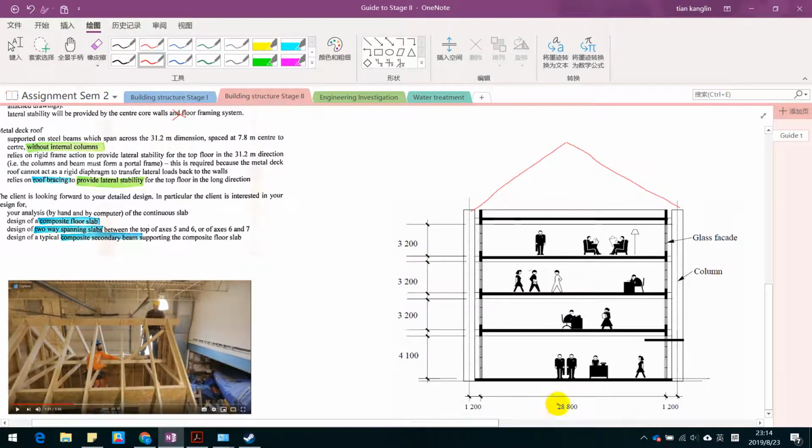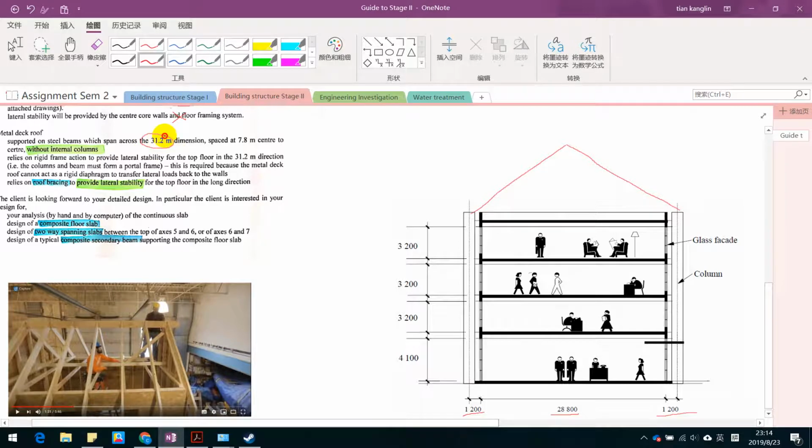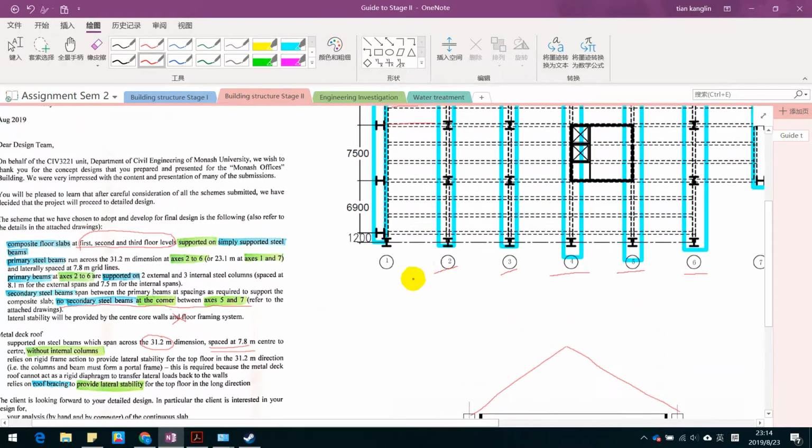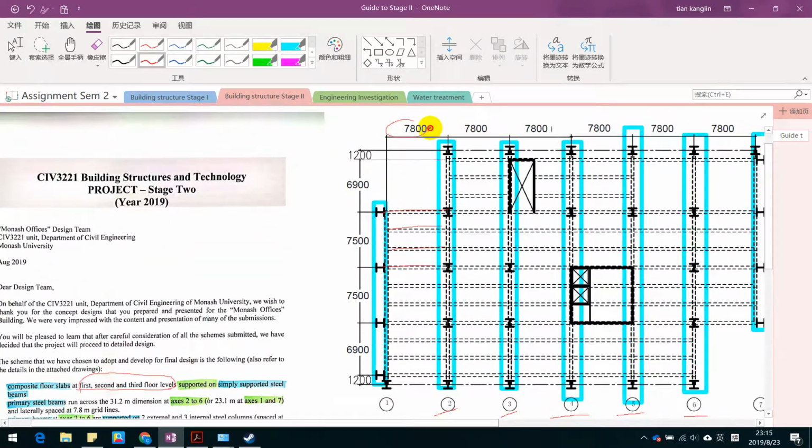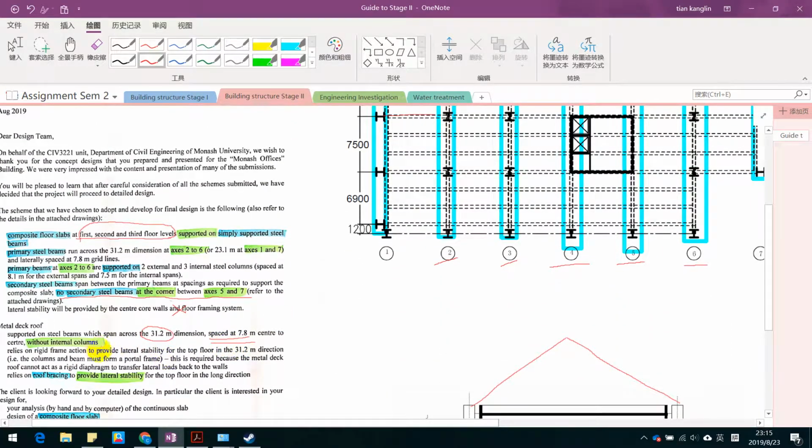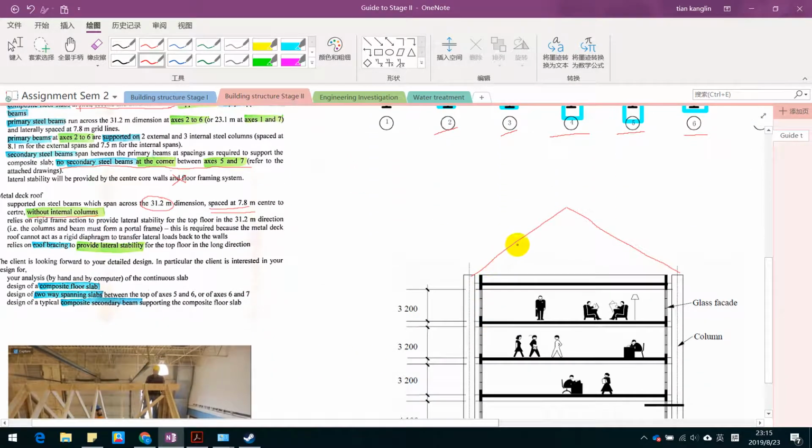And the span, as we can see, this plus this plus this is 31.2 meters. And the spacing is actually telling you the spacing here. See, these are all 7.8 meters. And there is no internal column, so we're talking about there's nothing here or nothing here.